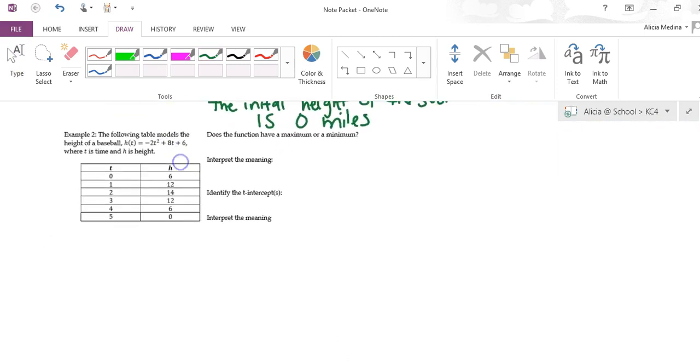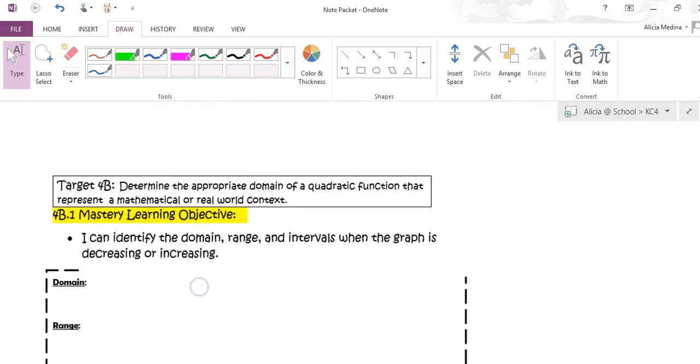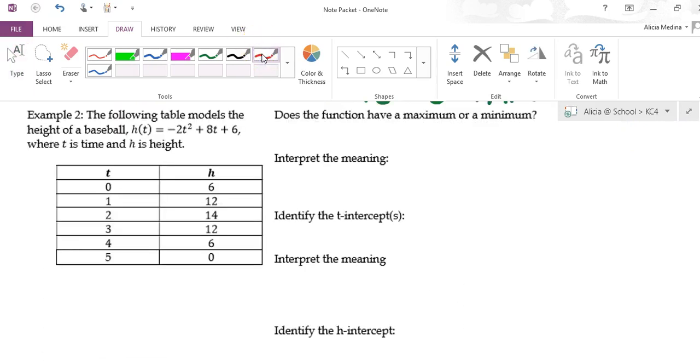Alright, example number 2. Same idea as here. Oop, my apologies. Alright, so example number 2. The following table models the height of a baseball. That parabola is our quadratic: negative 2t squared plus 8t plus 6. Again, you don't need to put that in your graphing calculator. Just use the table that's given to you. Again, our t represents time. We're going to say that this is in seconds again, and that our height is in feet.